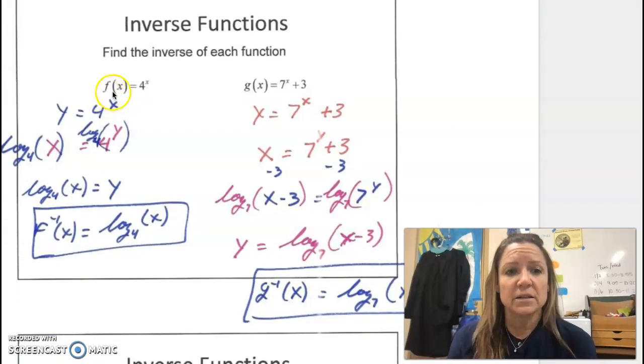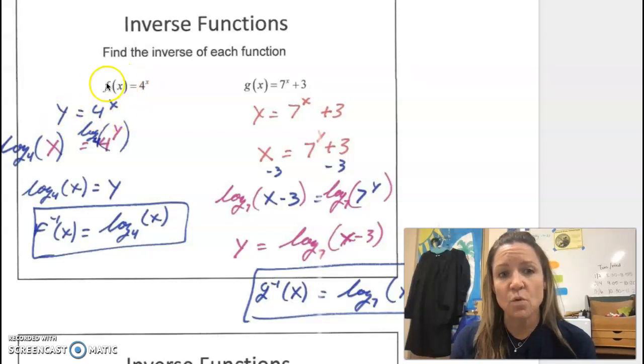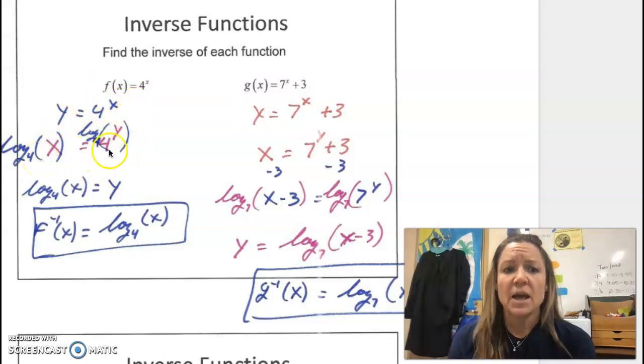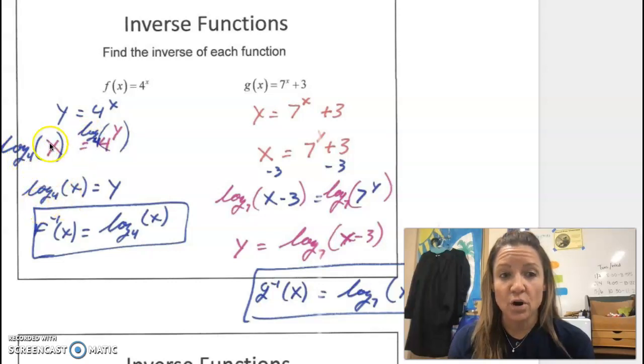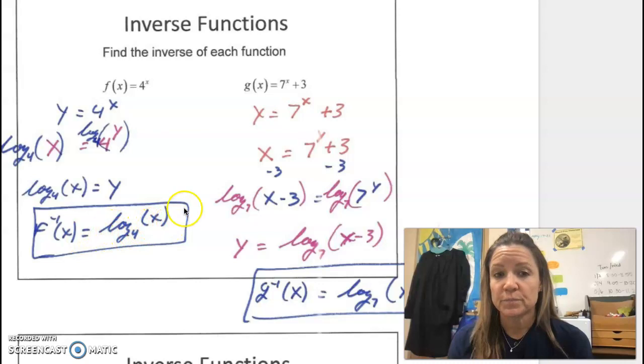All right. f(x) equals 4 to the power of x. So I swap out the function notation for the y. Then I switch my variables. And then since I have 4 to the y, I'm going to take the log of both sides. So I want log base 4 of x equals y. And then I can change that y back to function notation. So the inverse function of x is log base 4 of x.